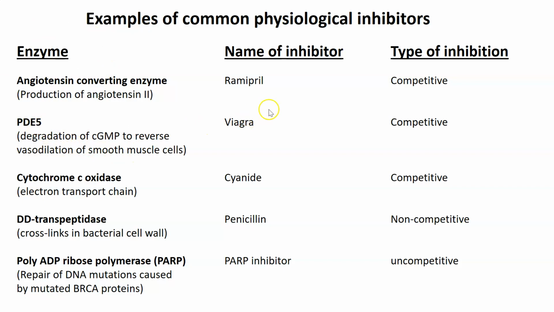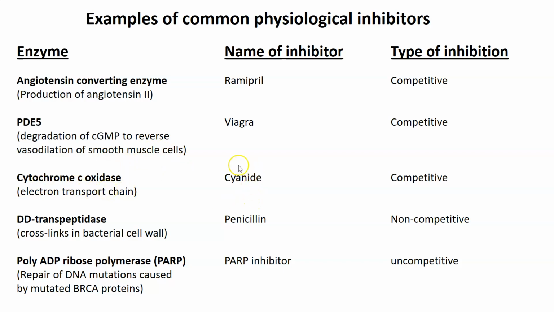So PDE5, sort of comically known as Viagra, also works in a competitive way. It's based on nitric oxide, a gas which helps to reverse vasodilation of smooth muscle cells. Blood flows in blood vessels, and around many blood vessels you have smooth muscle cells, and these can relax and contract, and based on their relaxation or contraction, it can alter blood flow in these blood vessels. So we can reverse vasodilation. In other words, we can make the blood vessels constrict, and as they constrict, the pressure of the blood flow increases.